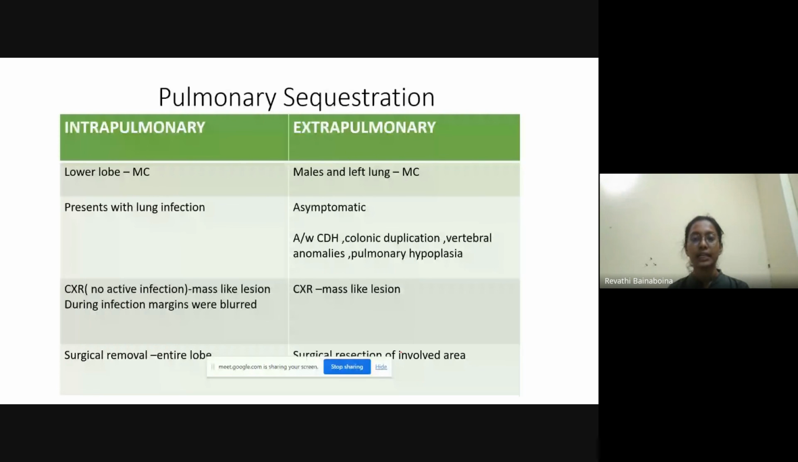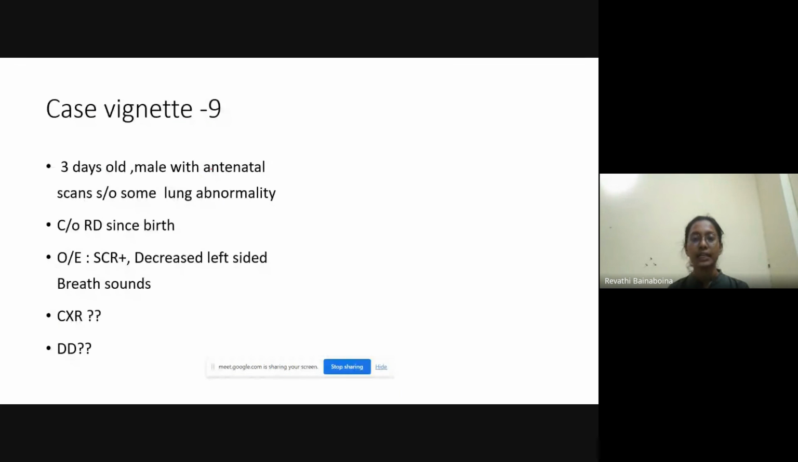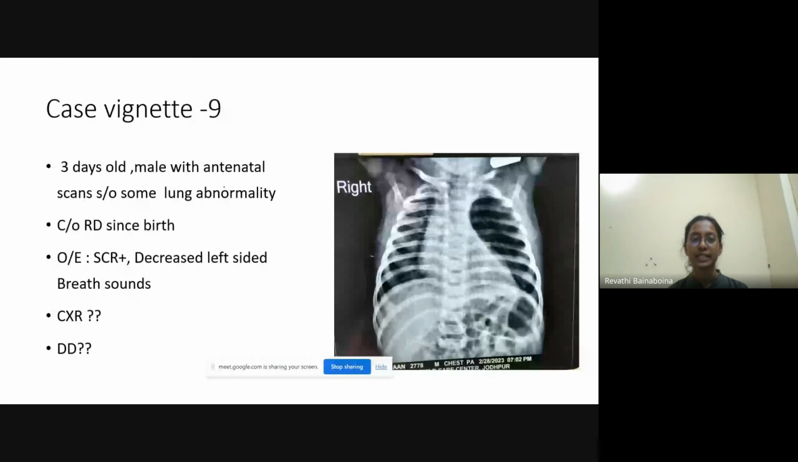Coming to the case, a 3-day-old male with an antenatal scan suggestive of some lung abnormality presented with complaints of respiratory distress since birth. On examination, subcostal retractions are observed and decreased left-sided breath sounds. This is a chest X-ray which is suggestive of a hyperinflated lung on the left side with deviation of the trachea and mediastinum towards the right side.